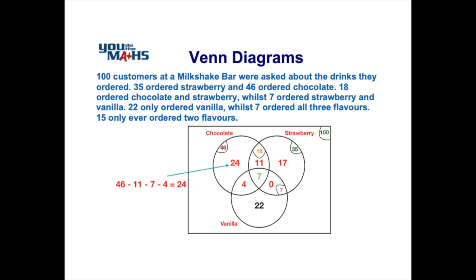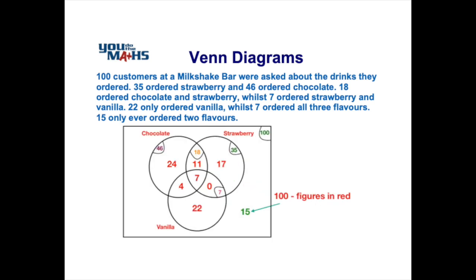There's now one last piece of information to fill in our Venn diagram, and that's the number of people that did not order any of those 3 flavours. And we can get that by subtracting all the numbers that we see in red from 100, and that leaves us with a total of 15.